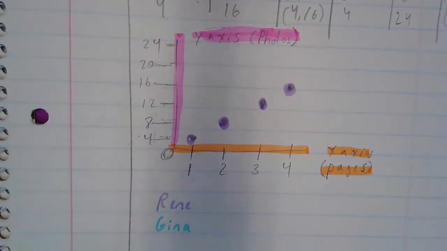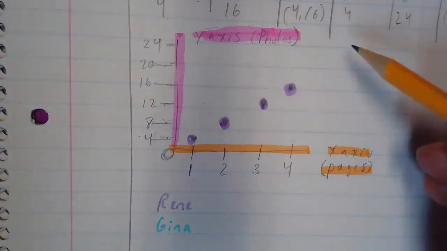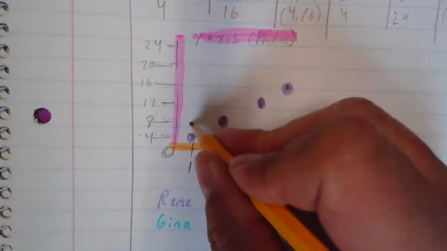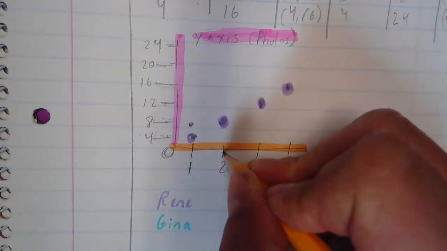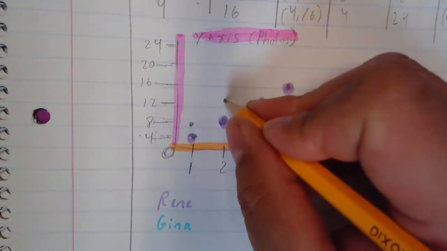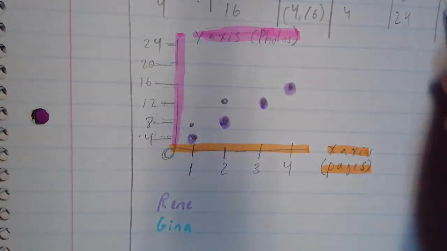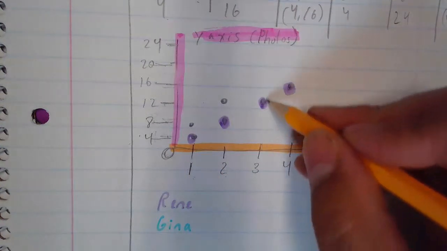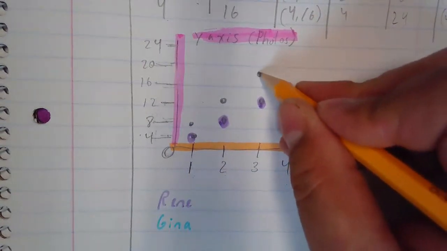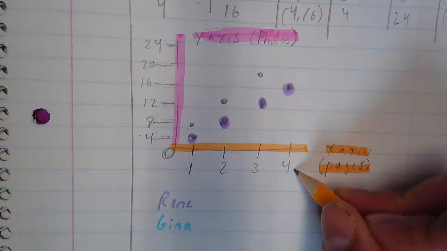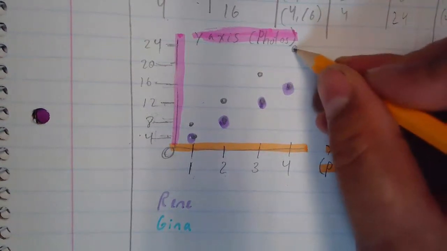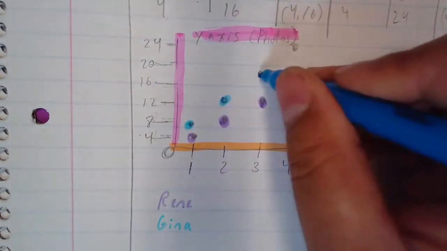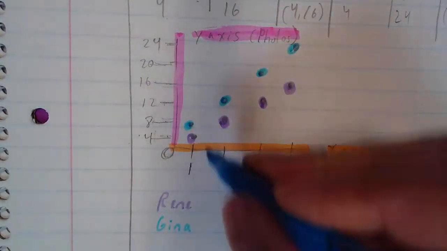Now let's look at Gina. According to Gina, and I'll do this in pencil first, it's 1, 6. Okay, 6 is in between 4 and 8. Then 2, 12. Oh, 12 is right there. Okay, we can do that one. 3, 18. 18 is somewhere between 16 and 20. And then 4, 24. Oof, okay. Now I'm going to highlight that.